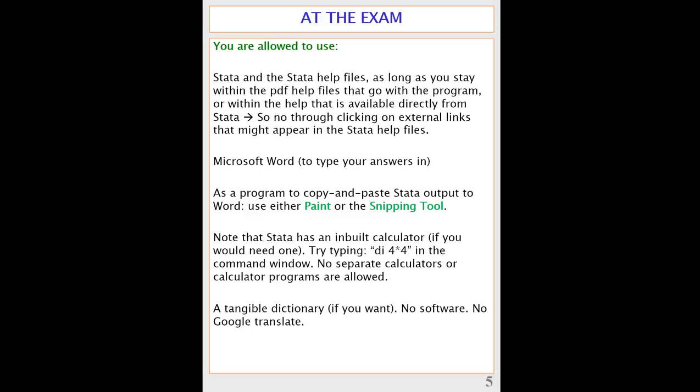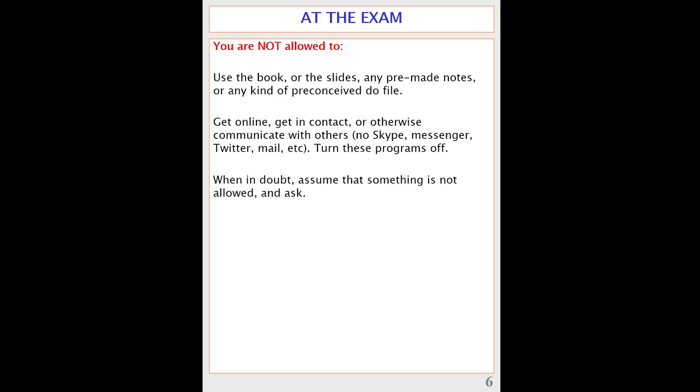Then I don't think you really need a calculator, but if you want to use one, use the inbuilt calculator in Stata. If you type di for display, and then whatever it is that you want to calculate, you'll get it back from Stata. Should be good enough. And as I said, I don't think you'll need it at all. If you need a dictionary, then you're allowed to have one there. It needs to be a tangible one and not Google Translate or something else that is on your laptop. Okay, so that's all the stuff that you're allowed to use and nothing else. So, you know, the book, the slides, any pre-made notes, any other stuff that you have preconceived.